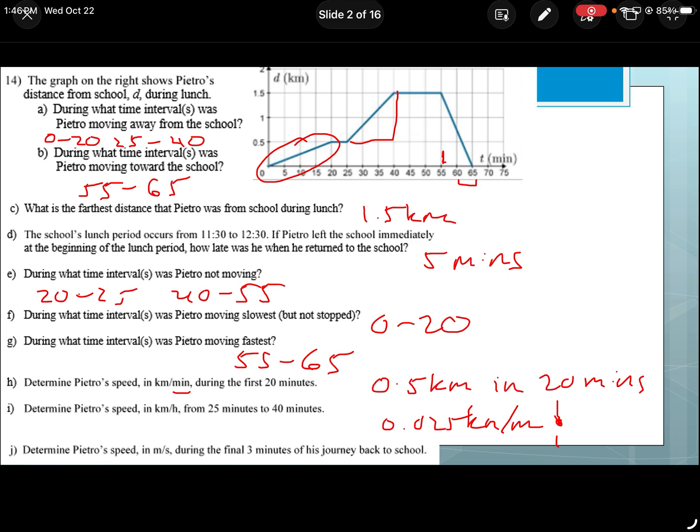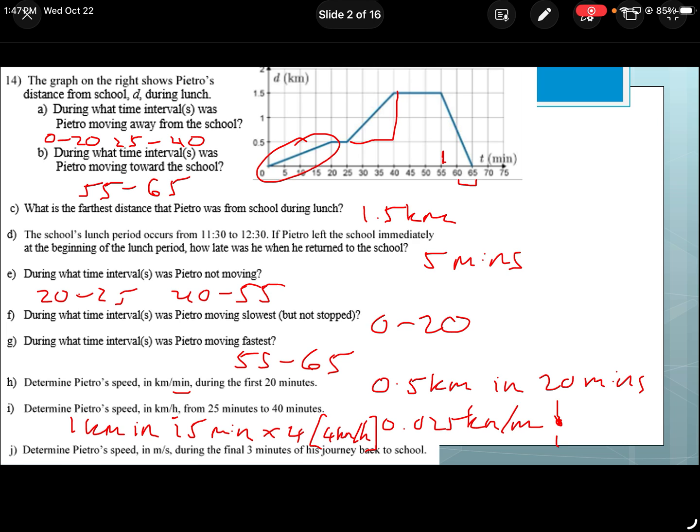Determine Pietro's speed in kilometers per hour from 25 to 40. So from 25 to 40, he does 1 kilometer in 15 minutes. And it said it wants it in hours. So what we're going to do is times it by 4, aren't we? Because 15 goes into an hour 4 times. So if we times this whole thing by 4, that would get us to an hour. So therefore he does 4 kilometers in 1 hour. So I'm running out of room here, 4 kilometers per hour.